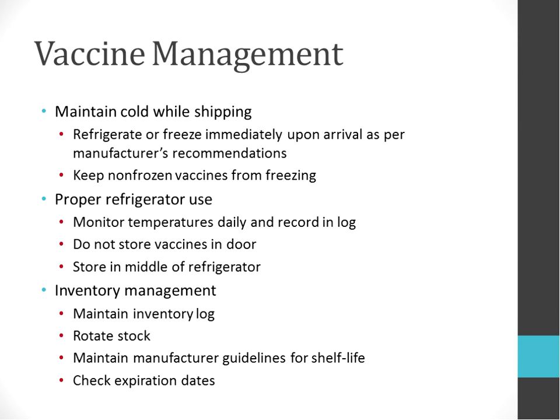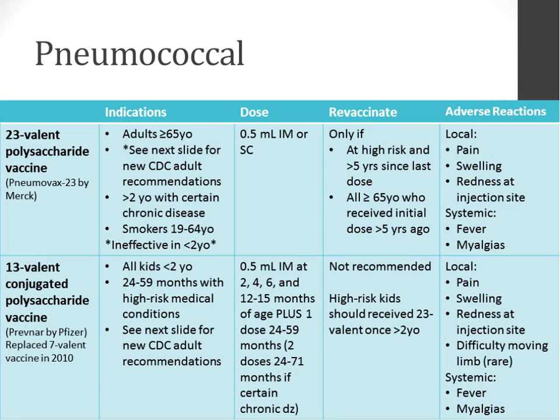For vaccine management, ensure that as soon as it arrives at your site you put it either in the fridge or the freezer, depending on the manufacturer recommendations. You should monitor temperatures daily in the fridge and record them in the log. Make sure you do not store the vaccines in the door. They should be stored in the middle of the refrigerator to get adequate cooling. As well, with typical inventory management, you want to make sure you're keeping a log, rotating stock, and checking expiration dates.